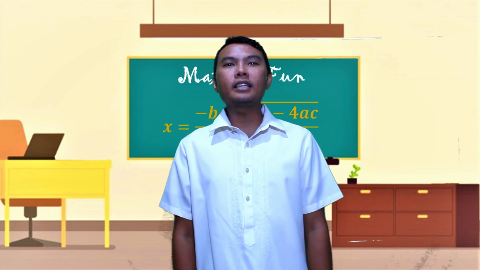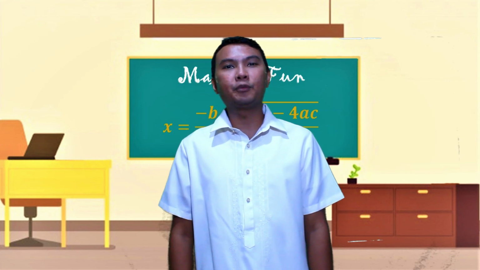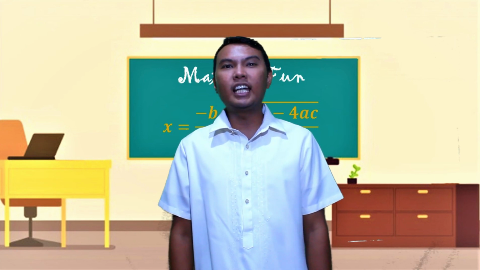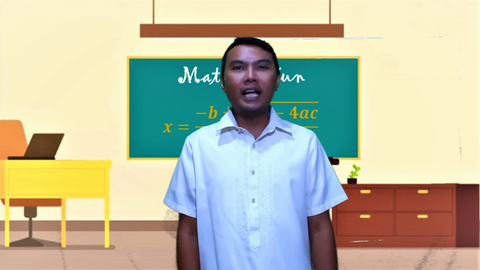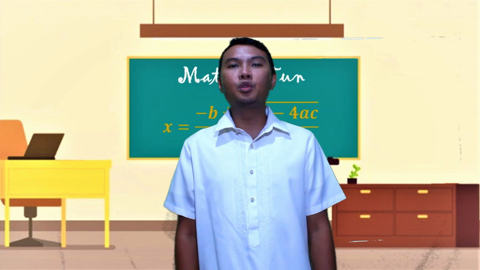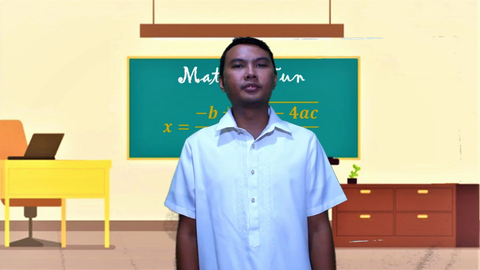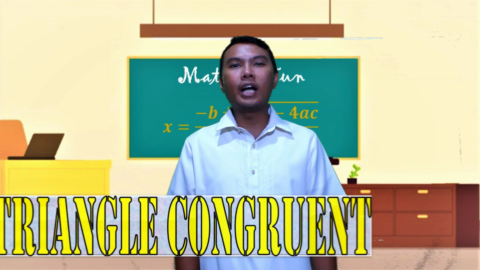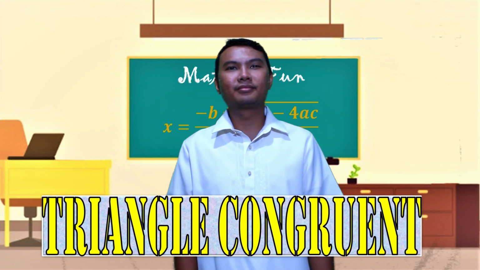After doing your first activity, you have now realized the importance of having the same things inside your house. In math, there is a concept that teaches us about triangles that should look exactly the same. This is called triangle congruence. But before we talk about triangle congruence, what does the word congruent really mean in math?